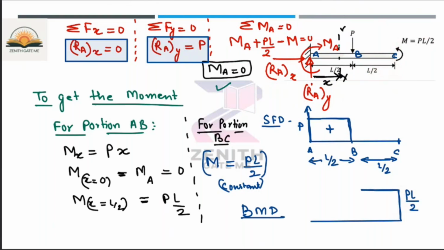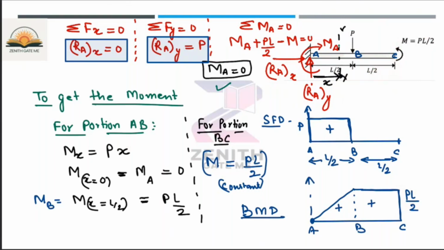Now, at the B point, you have already calculated here at X equal to L by 2, which is PL by 2 only. So at this point, the bending moment is PL by 2. What is the bending moment at point A? The bending moment at point A is 0. Now, how is this bending moment varying? This is varying as x to the power of 1. That means there is a linear variation. This is positive. This is also positive.